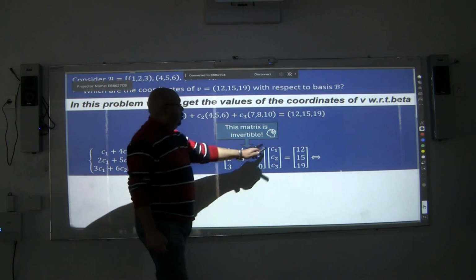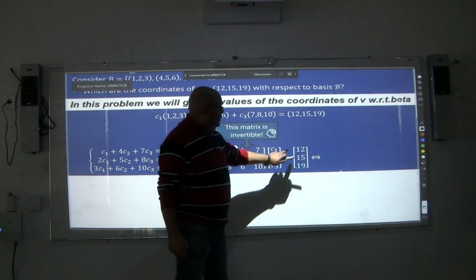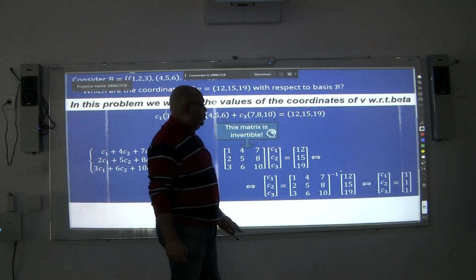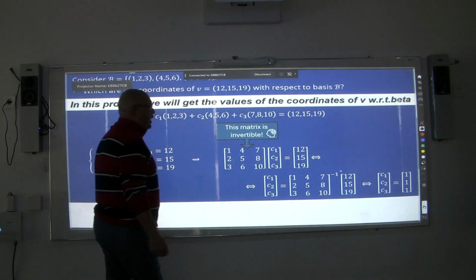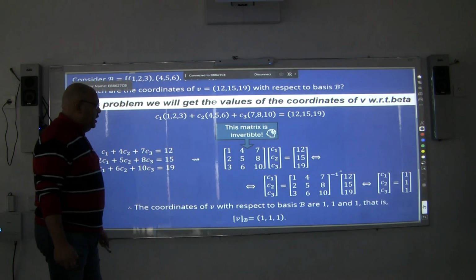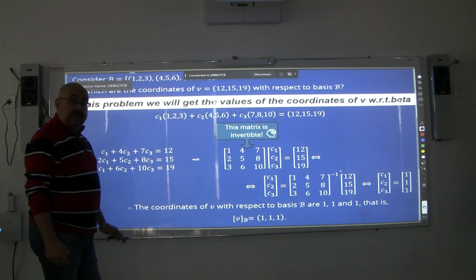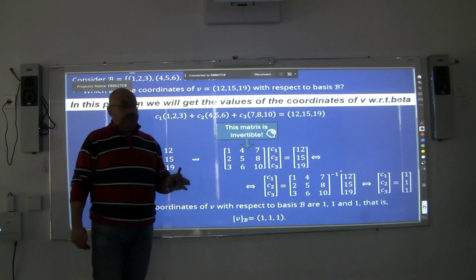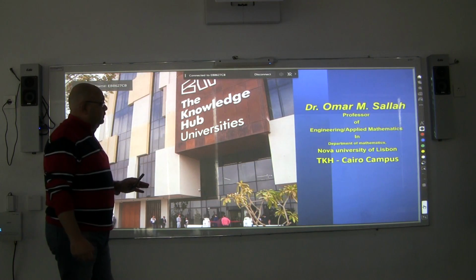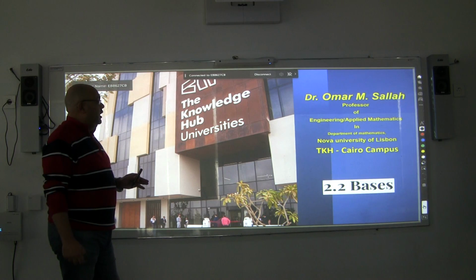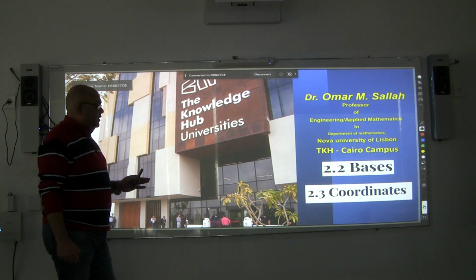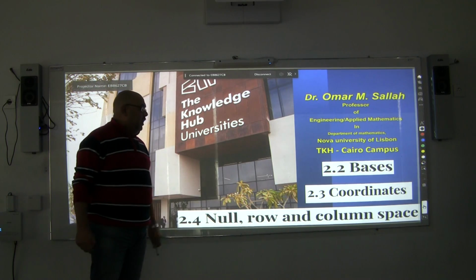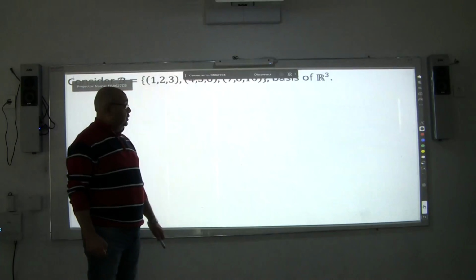That's the system of equations. I'm looking for the coefficients, so I can multiply by the inverse, or write an augmented matrix and solve for C1, C2, C3. Once more, those are the values, the triple ones, so the basis is known. Those problems are really very important, and they are direct. If you remark, we are talking about the basis and the coordinates, and we will go through the null row and the column spaces down the road.